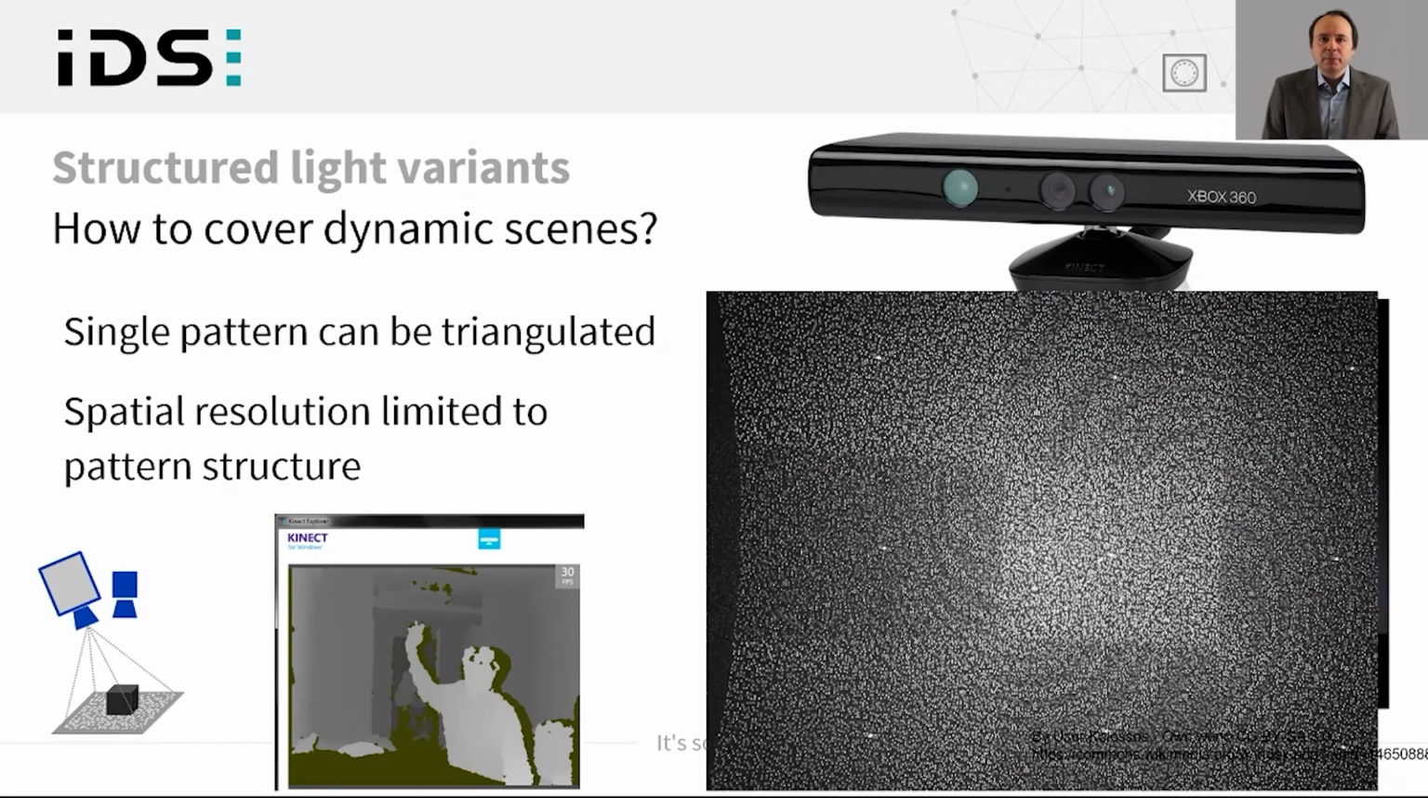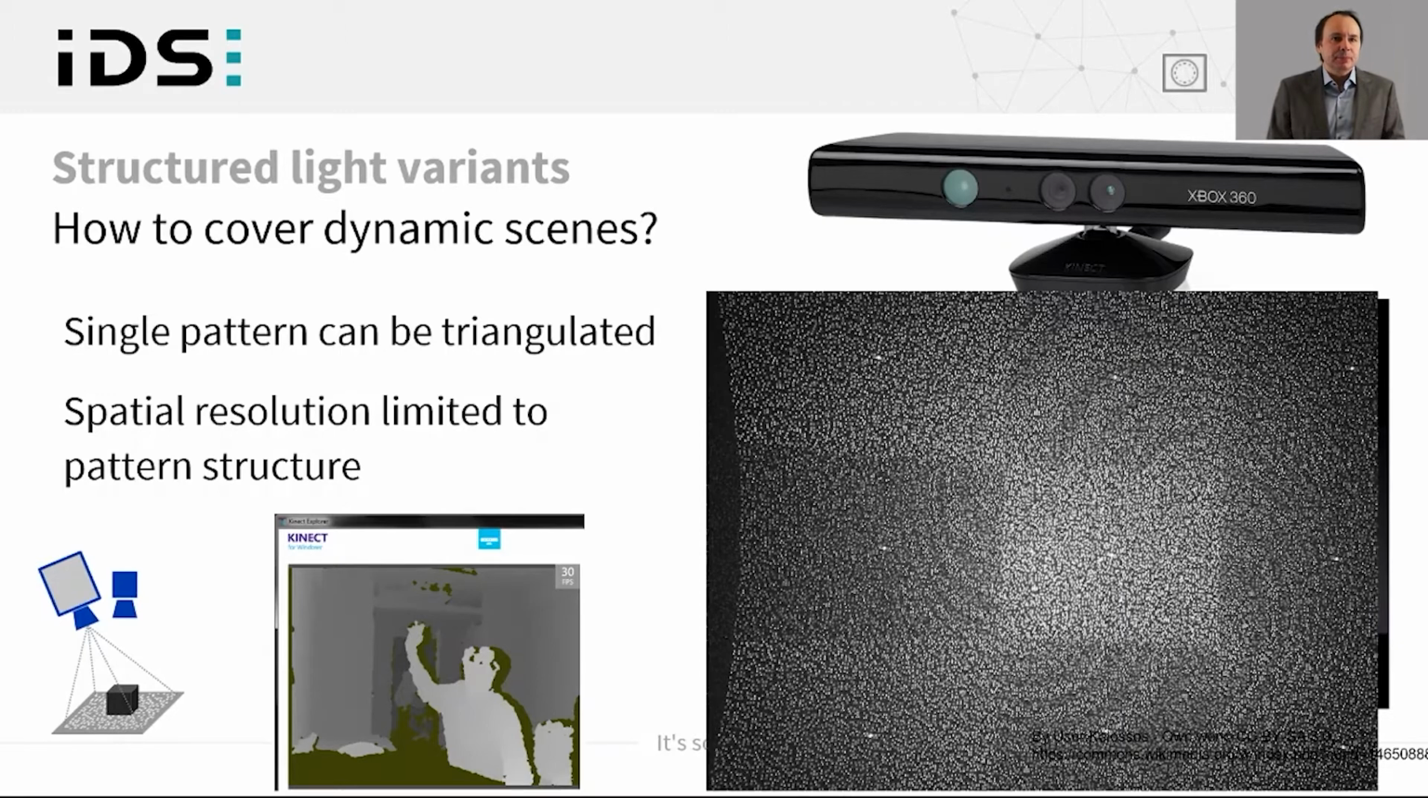Now I would like to come to a variant of structured light. As I just mentioned, structured light was generally using several patterns, and that means it lends itself to static scenes. However, if you want to apply that for dynamic scenes, there is also a nice variant. You can use a single pattern and then use only one acquired image to do a triangulation, but then you have to provide the spatial resolution that you want in the projected pattern already.